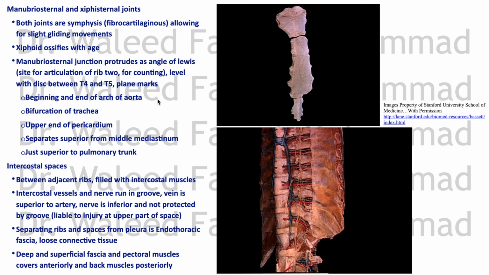It's the plane through which the trachea bifurcates into right and left main bronchi. It marks the upper end of the pericardium, so it marks the lower end of the superior mediastinum. Now, above this level is the superior mediastinum. Below this level, in the midline, in front of the vertebrae, is the inferior mediastinum. And the plane is just superior to the pulmonary trunk. Of course, we will talk about this in detail.